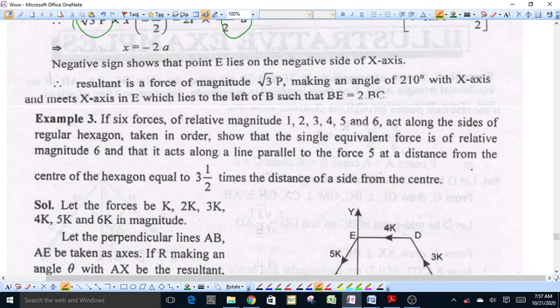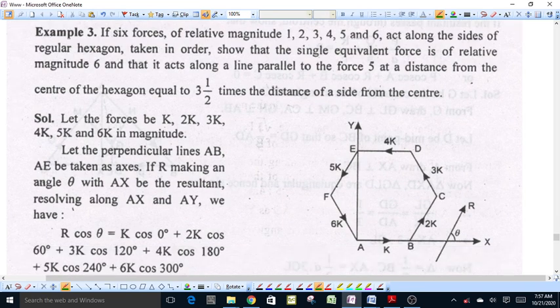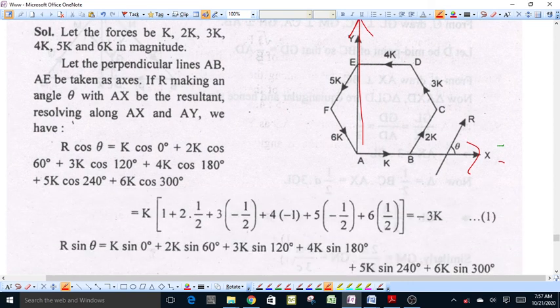Because the magnitudes of forces are taken as relative magnitudes, suppose that the forces are k, 2k, 3k, 4k, 5k and 6k in magnitude. Let the perpendicular lines AB and AE be taken as axes. Suppose this is the x axis, this is the y axis. Suppose R makes an angle theta with the x axis. Now resolving all the forces along the x axis and y axis, the x component of the resultant will be equal to R cos theta, and that of all the individual forces.